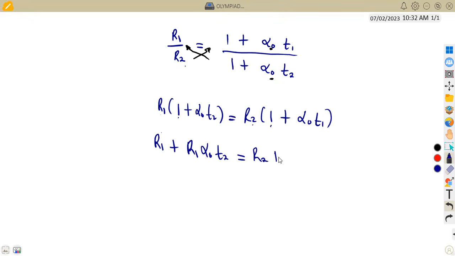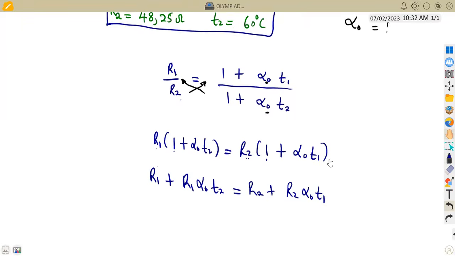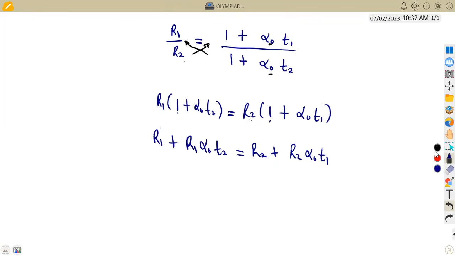This is R2 plus R2 multiplies this part. So it's going to be R2 alpha naught T1. Remember, what we need in this case is to make our temperature coefficient of resistance at 0 degrees Celsius the subject. So we are going to take this to one side of the equation. You can transpose this side or that side, depending on what you want. In this case, I'm just going to take these to this side.